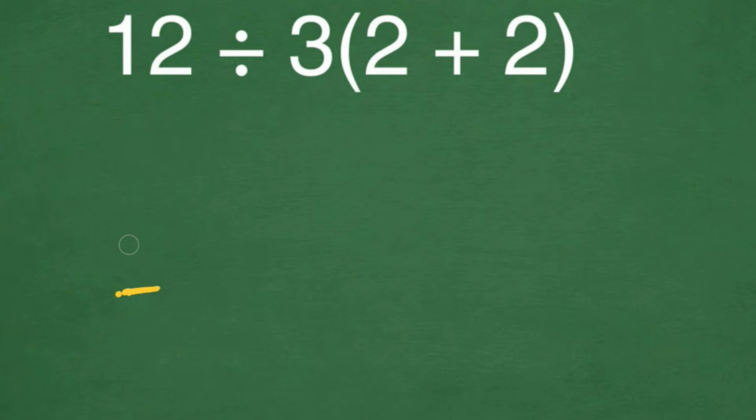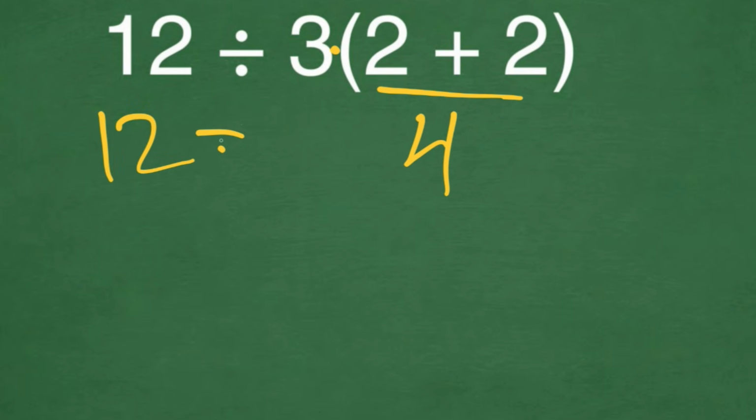So let's go back to our problem. Here we have parentheses, addition, and multiplication, right? The addition is inside the parentheses. So we have a division as well. First we have to do the parentheses, and 2 plus 2 gives us 4. And the problem becomes 12 divided by 3 times 4.